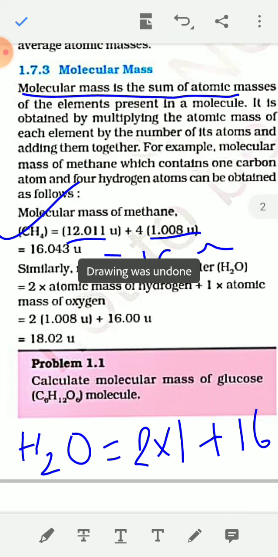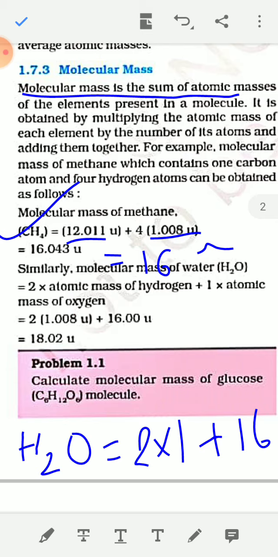So first you have to remember the atomic masses of different elements, like the atomic mass of hydrogen is 1 AMU, or it is actually 1.008 AMU, or you can also write 1 AMU. Atomic mass of carbon is actually 12.011 AMU or u. You can also write it as 12 u.